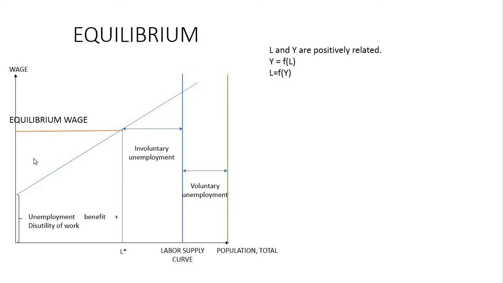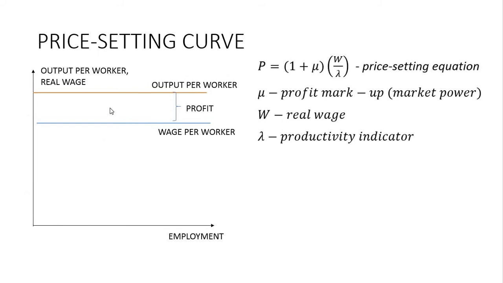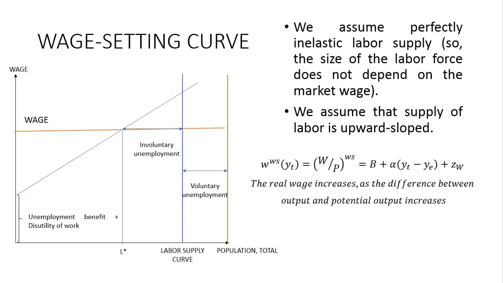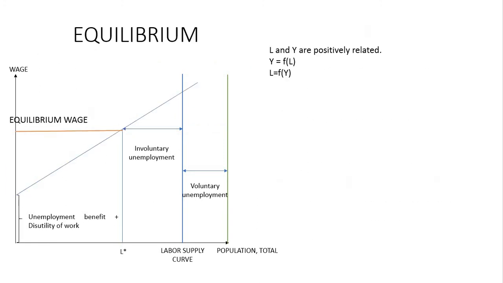So finally, in equilibrium, wage is defined by the intercept of wages paid by firms, wages per worker, and wages required by the labor force. And in equilibrium, unemployment is defined as the difference between labor supply, or the size of the labor force, and the number of people employed in equilibrium. So again, this is very similar to what we discussed before.